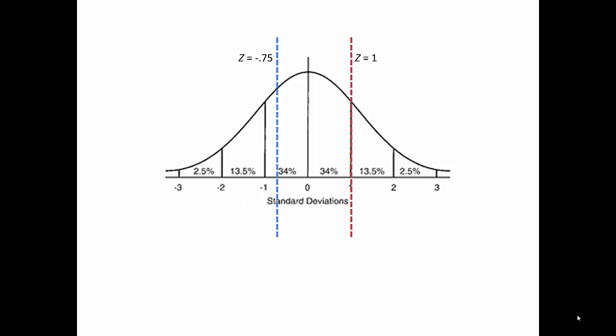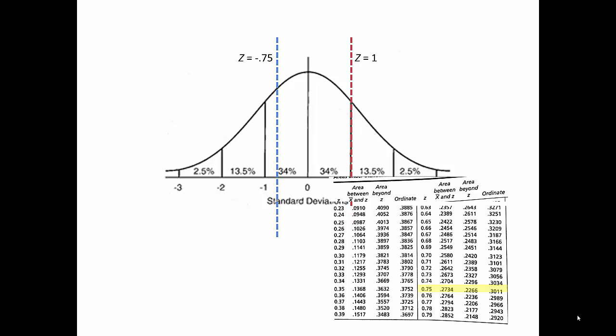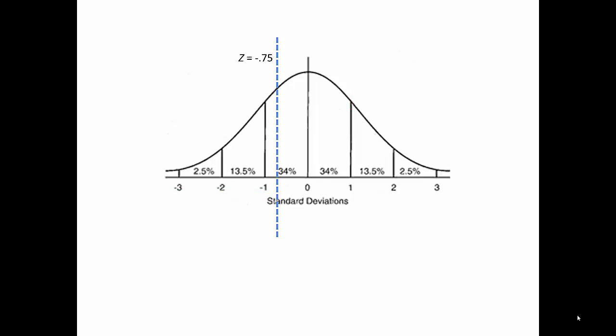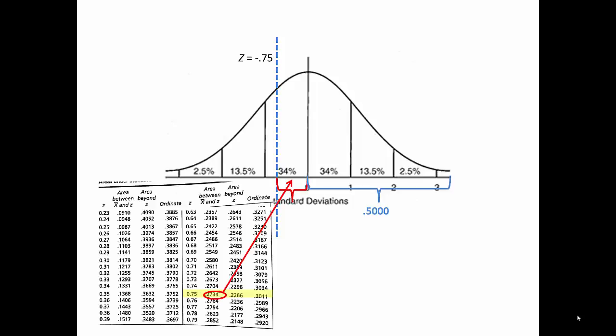Looking at table C.1, you can see the proportion of scores at a z-score of negative 0.75 or lower, so below that point, is 22.66%. The proportion of scores above the z-score of negative 0.75 is 77.34% of all of the scores.